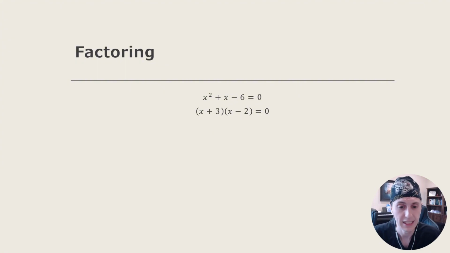Then you set each part equal to 0 and solve it. So for this one, we're going to set x plus 3 equal to 0 and also x minus 2 equal to 0. And when we do that, you'll see that x plus 3 equals 0 just becomes x equals -3, and x minus 2 equals 0 just becomes x equals 2. And there you go. So those are our two answers.